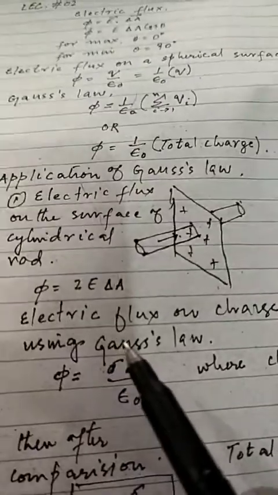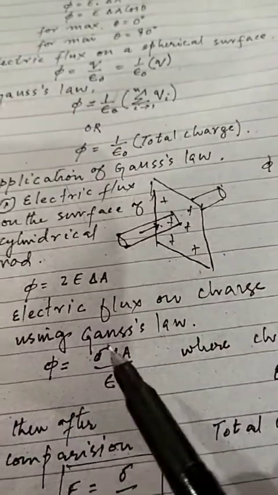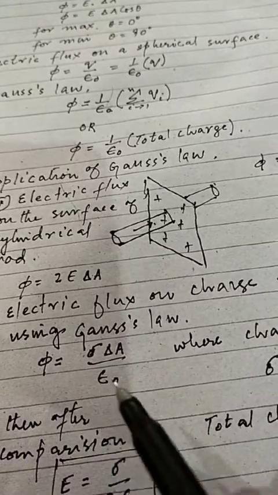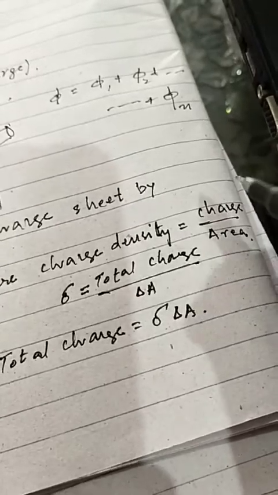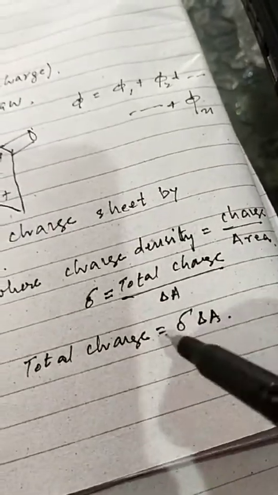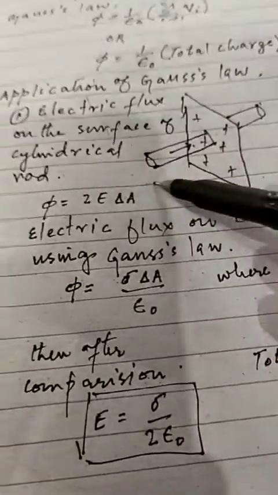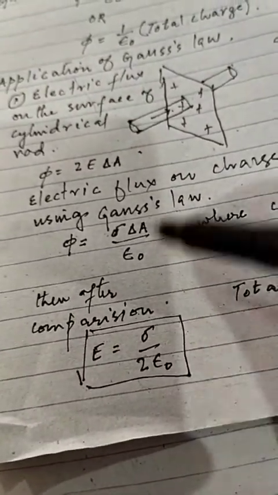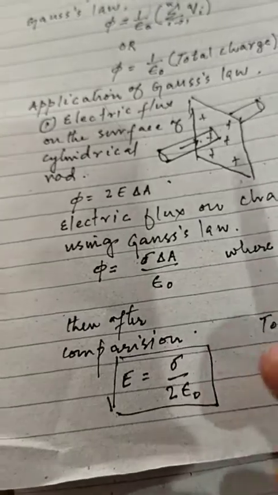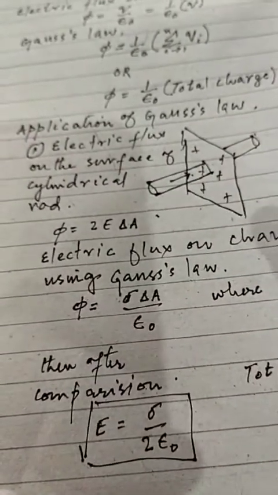After this step, you will go to Gauss's law. By using Gauss's law, electric flux on this charge sheet becomes phi is equal to sigma delta A over epsilon naught. And sigma is the total charge per unit area. Charge becomes total charge over area delta A, and charge density becomes sigma. Then total charge is equal to sigma delta A. And when you compare these two values, then intensity becomes sigma over 2 epsilon naught, as you see on the screen. It was the first application.